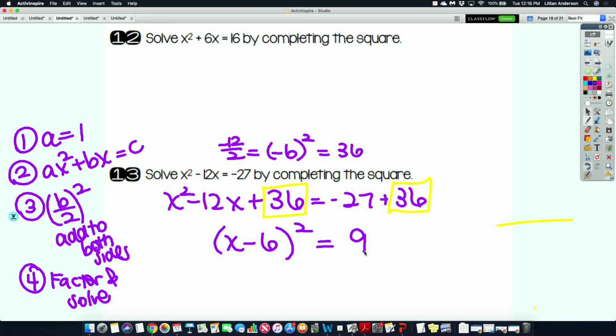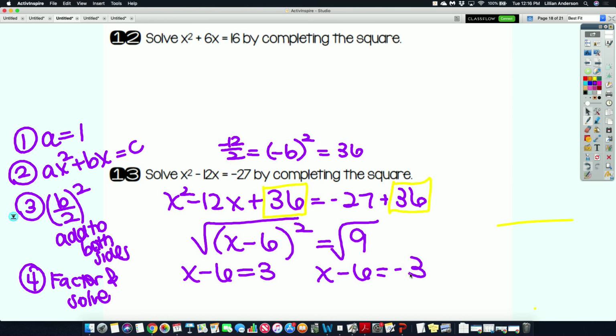And then we solve from here. So we've done the completing the square part, now we just need to solve. What do I do to solve? And you cannot forget, when you take the square root in an equation, it's always plus or minus. So this becomes x minus 6 equals a positive 3, and then x minus 6 equals a negative 3.